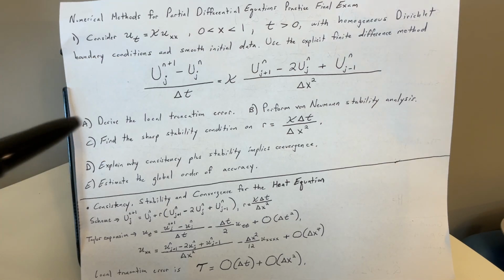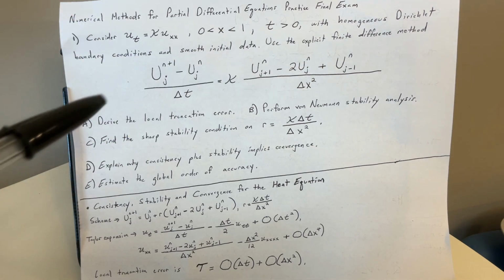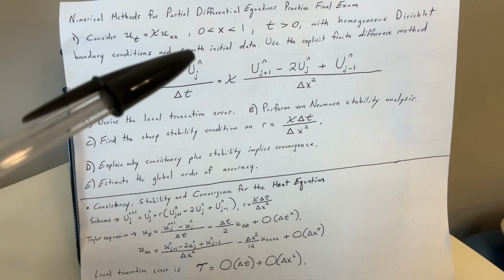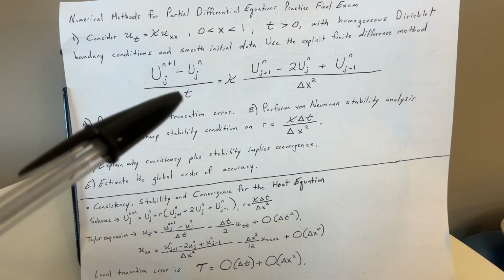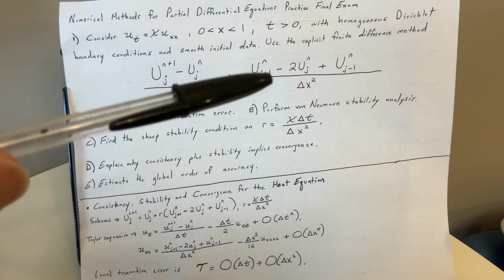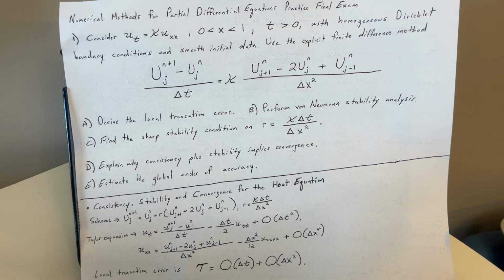Use the explicit finite difference method. Use u sub j superscript n plus 1 minus u sub j superscript n over delta t equals kappa times the quantity u sub j plus 1 superscript n minus 2 u sub j superscript n plus u sub j minus 1 n. We'll just call it n instead of saying superscript for brevity for the rest of the problems, over delta x squared.